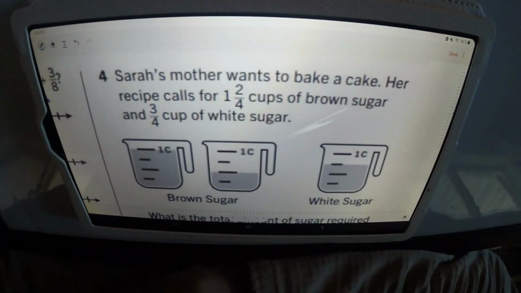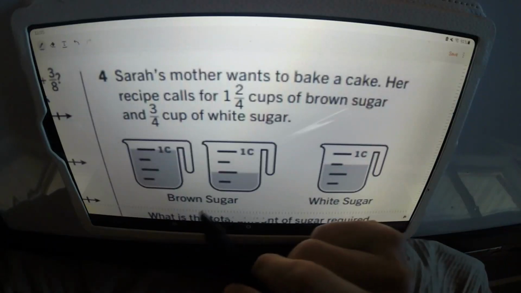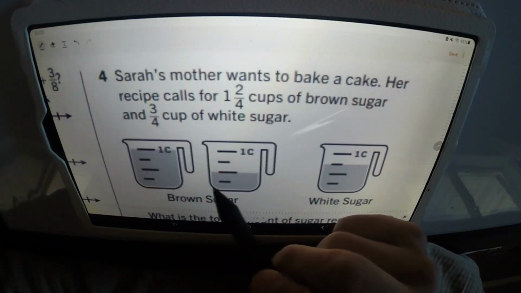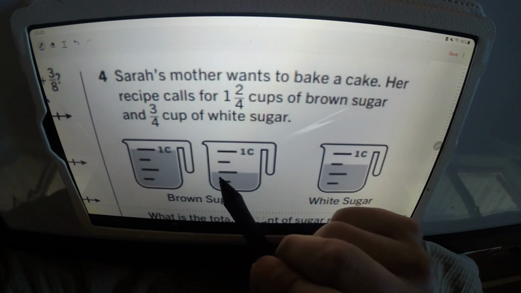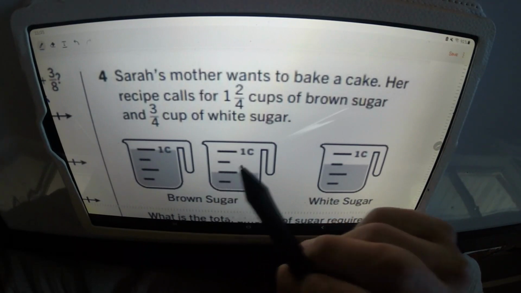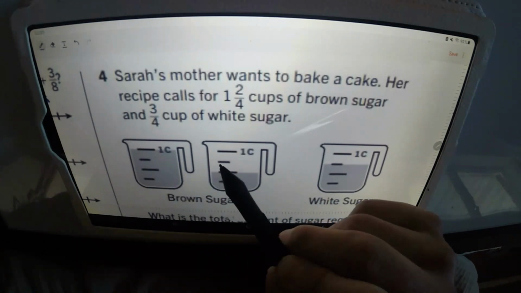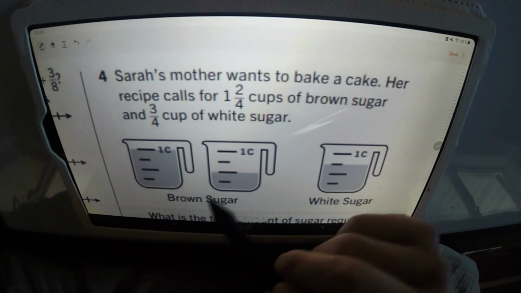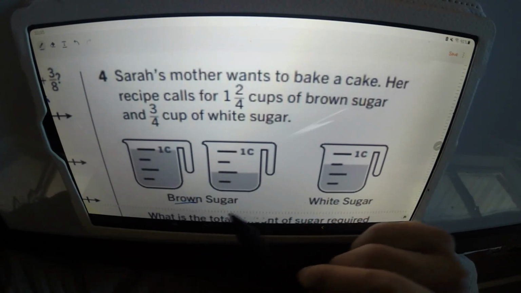Sarah's mother wants to bake a cake. Her recipe calls for 1 2/4 cup of brown sugar. That's represented here. 1 whole cup plus 1, 2, 3, 4. 2 of the 4. 1, 2 is sugar. So 2 of the 4 total. So 1 whole plus 2/4 cups of brown sugar, which is said right here.